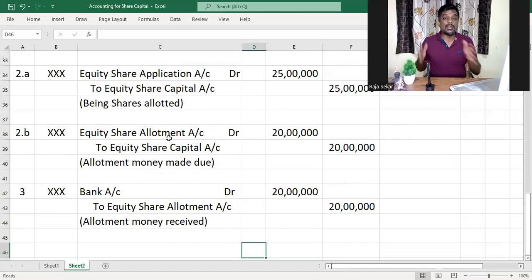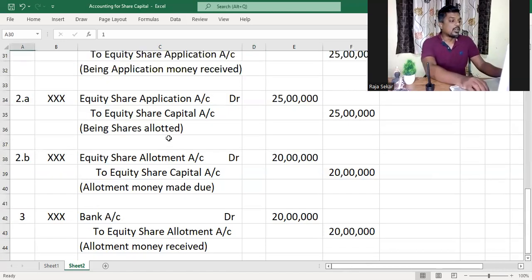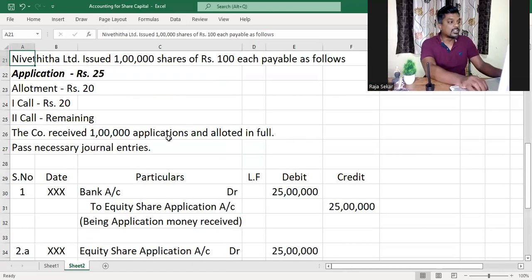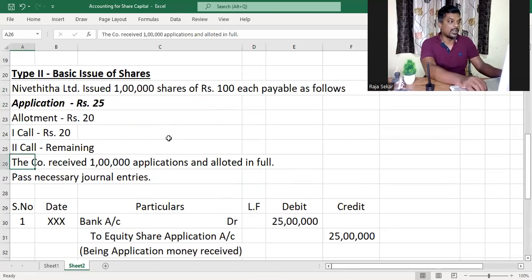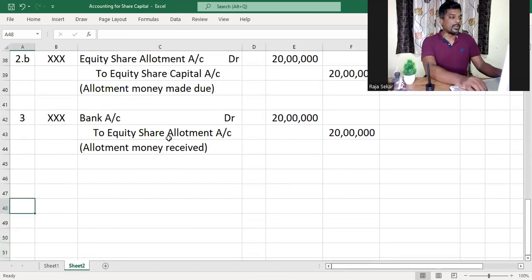Okay, now that I've received the allotment, what will I do? I'll wait for some time, and when it's time for me to make the first call, I'll call them: guys, it's time for you to pay the next installment, which is the first call. So I have to tell them to pay the first call, and I'll pass a journal entry in such a manner that I'll make that money due from the shareholders. So I'm making the first call due, and how much is the first call, my dear children? The first call is 20 rupees. So what will be my journal entry?